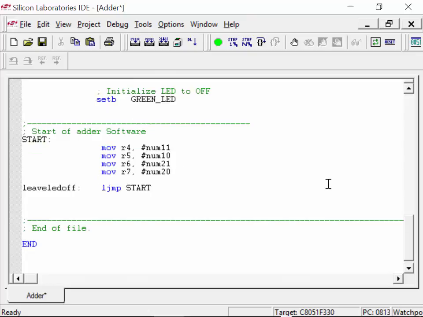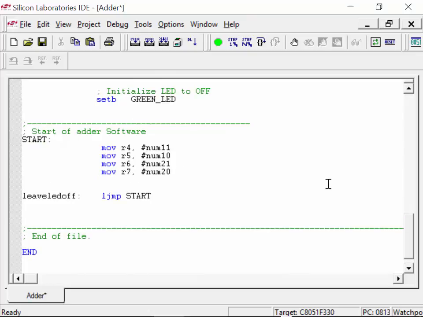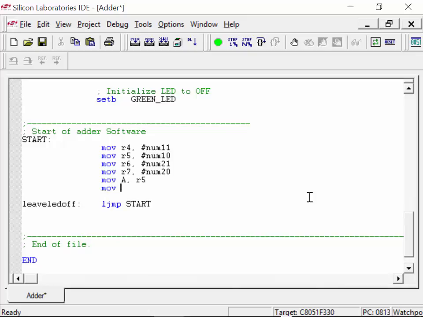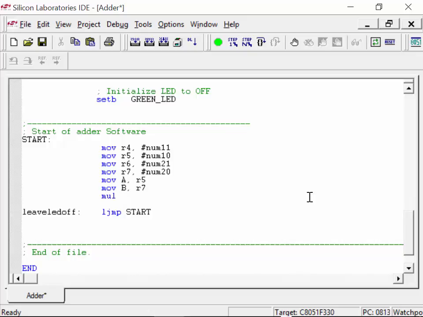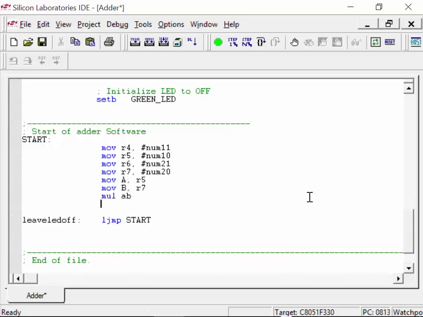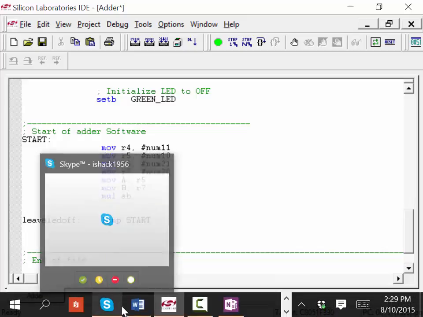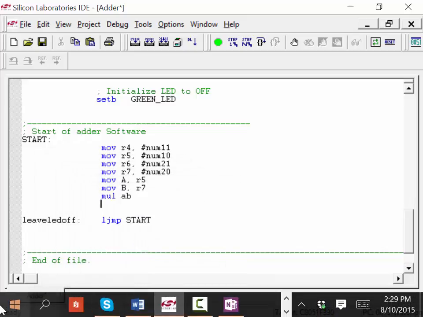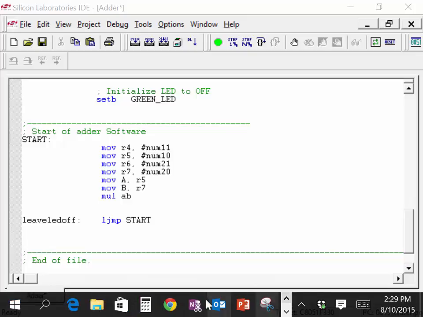We're just going to start writing the code here. We're going to multiply first these two numbers, the lower 8 bits, and see what happens there. So let's move into A, R5, move into B, R7, and multiply AB, right? Let's make sure we look at the multiply command. It doesn't hurt to just look at it. I think I actually sent that out on Facebook to everybody, the multiply command, to recall.